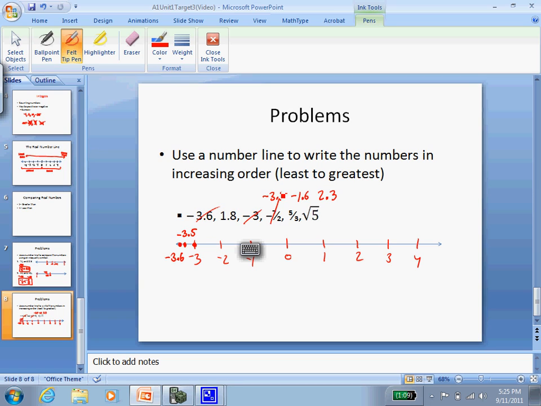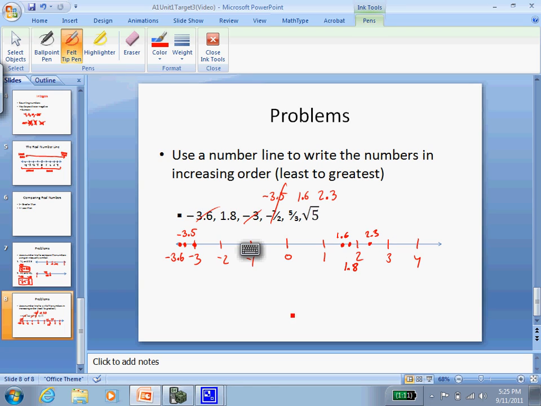Okay, that's all my negatives. So now let's go to the positive numbers. Looks like 1.6 is my next one, the 5/3. So there's 1.6, or 5/3, and then 1.8, that's going to come afterwards. And then finally, there's about 2.3, square root of 5.